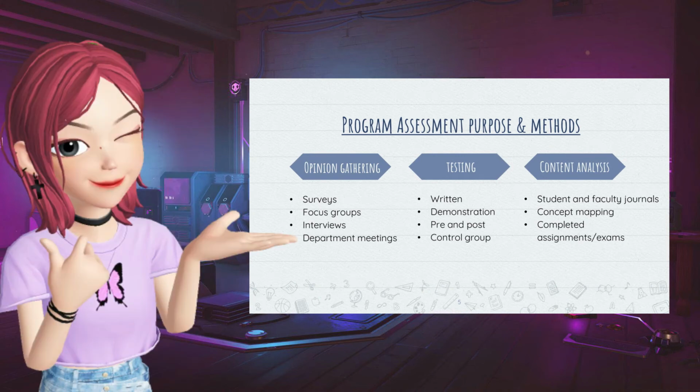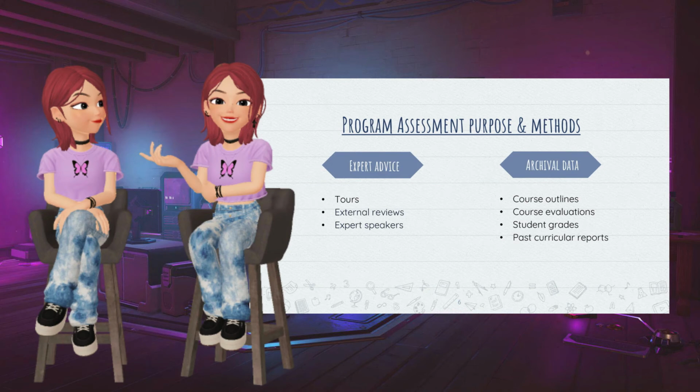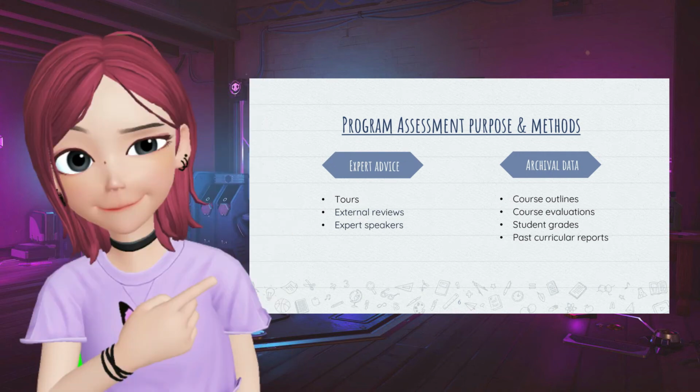The third program assessment purpose is the content analysis. The methods used in content analysis are the student and faculty journals, concept mapping, and the completed assignments or exams. Expert advice. The methods to use in expert advice are tours, external reviews, or from expert speakers. The last program assessment purpose is the archival data. It can be done through course outlines, course evaluations, student grades, and past curricular reports.